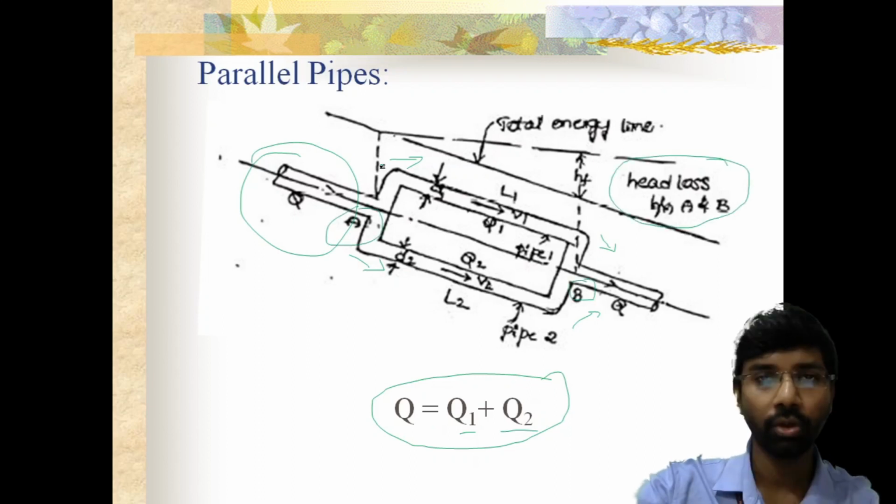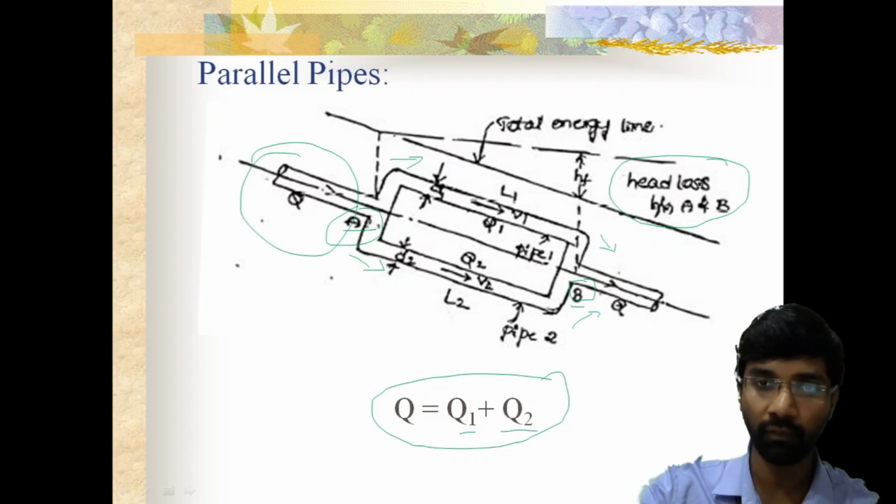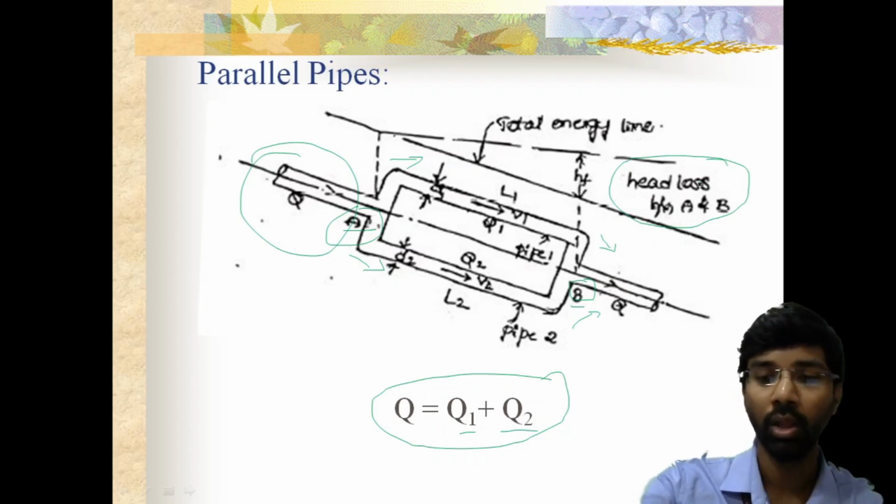Whenever fluid is flowing between two points, it is only due to the pressure difference between the two points. Let us consider two points A and B. The flow between the two points may be through the first pipe or through the second pipe. So the head loss between A and B may be due to the flow in the first pipe or in the second pipe. The losses that you get are equal.